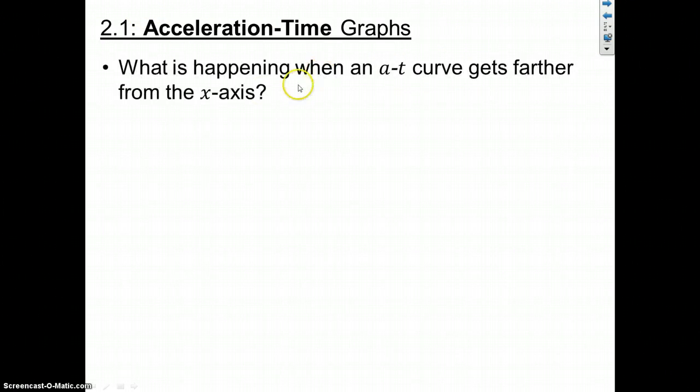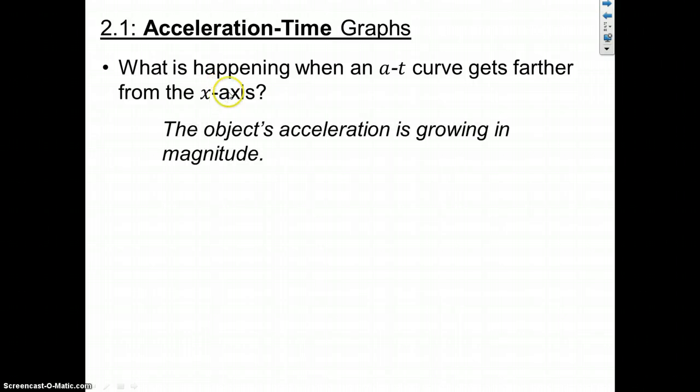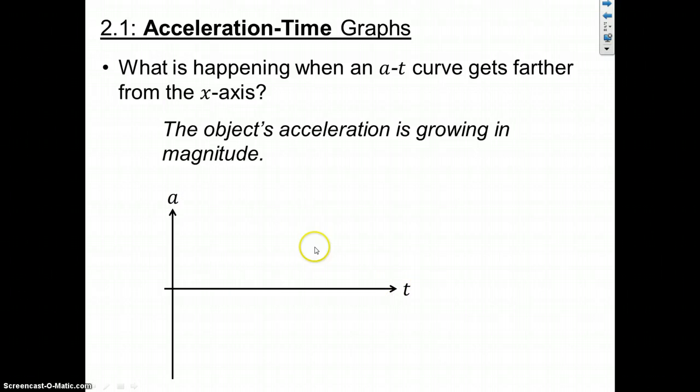Okay, now we're going to look at the last thing, which is acceleration time graphs. So on an acceleration time graph, we put acceleration now on the y-axis. So we've seen three types of motion graphs: position time, velocity time, and acceleration time.